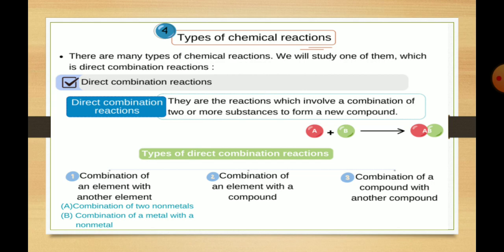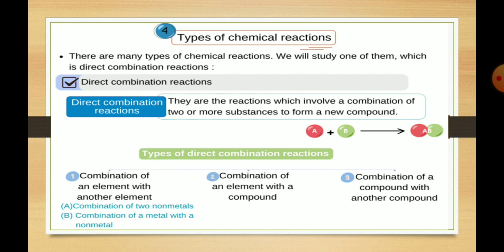And the types of chemical reactions. We have only one type today. Number one, the direct combination reaction. They are the reactions which involve a combination of two or more substances to form a new compound. And the types of direct combination, we have three types.